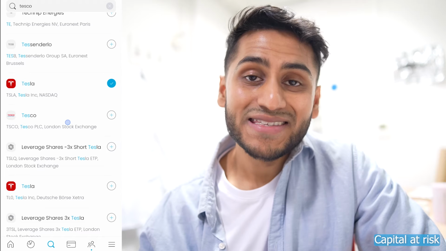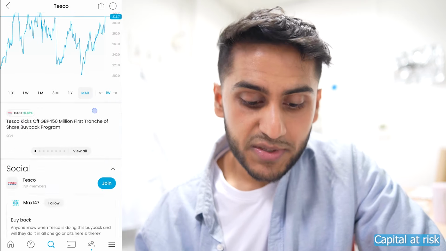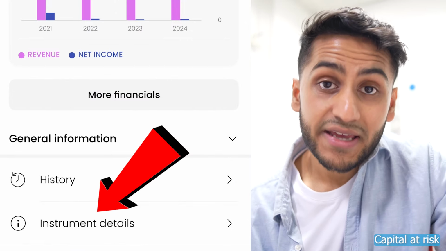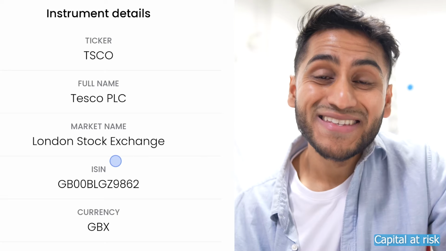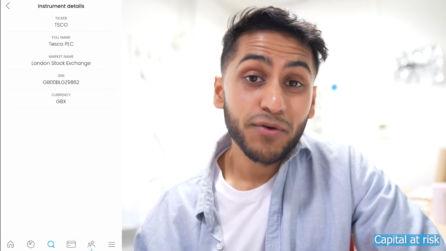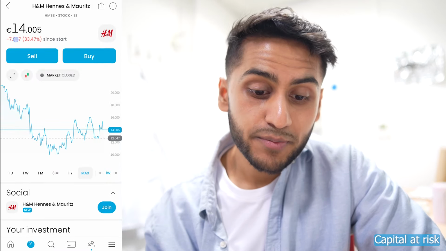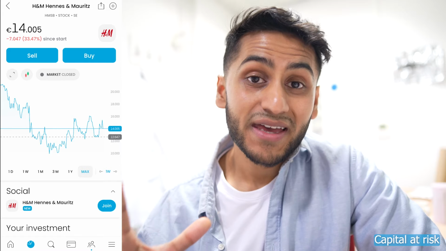So for example, this is the Tesco that you may be familiar with if you're in the UK, ticker code TSCO. So just to be sure that this is the right one, what we can do is scroll down and then click on Instrument Details. Now this is the correct one because it has the full name Tesco PLC. And more importantly, this is on the London Stock Exchange. You always want to go with the exchange that your local currency is based on, if you can. For example, if it is a British company and you want to invest in pounds, you should go with the London Stock Exchange. Some companies such as H&M, for example, will be only available in euros. So then when you buy or sell, you do have to pay that foreign exchange fee.